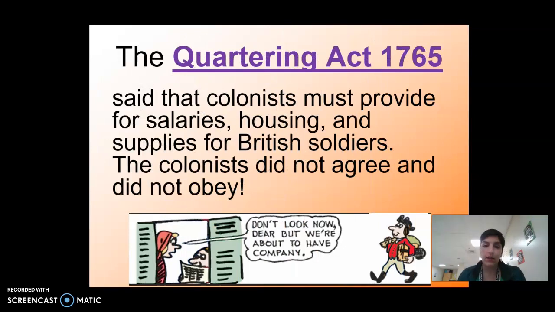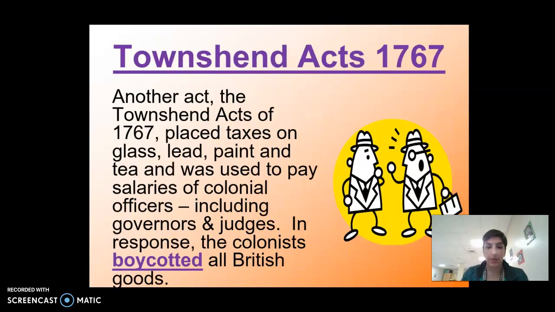The Quartering Act of 1765 said that colonists must provide salaries, so money, housing, and supplies for British soldiers. The colonists did not agree and did not obey. So this is like having a bunch of military troops from Canada come to the United States, and our government has basically decided, well, all the troops that are here, we're going to start sending them to people's homes. So you have to pay their money, you have to feed them, you have to clothe them, and you also have to have them live in your house. So you just have random troops showing up to your house and living with you, and you have to pay for them. So obviously the colonists were not happy about that.